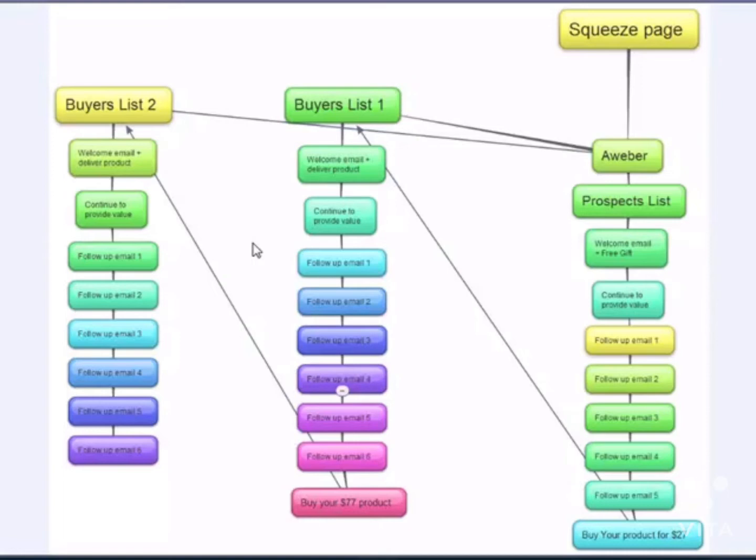So if they buy a $10 course, you could then offer them a $22 course as your next product. When they go onto your buyers list, you can then offer them a more expensive product, around $22. But as I said, it all depends on how much you charge for your first product, and that then depends on how much you charge for your next product and the next one after that.